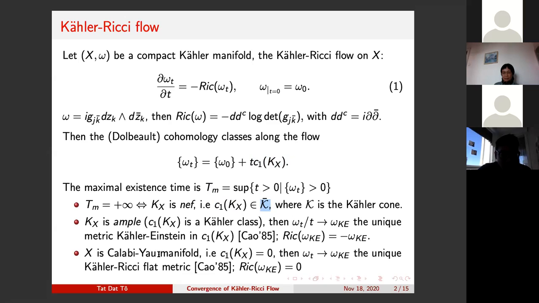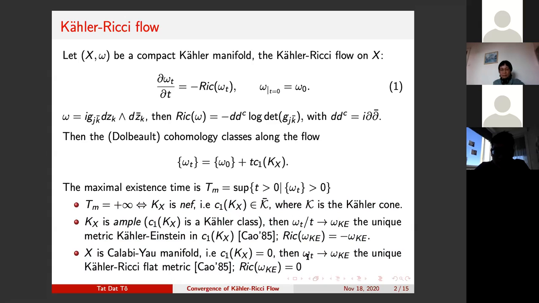Thanks for the question. So here is the case where Kx is ample. I mean c1(Kx) is inside the cone, so the cone is open. So in this case, when Kx is ample, that means c1(Kx) is inside the cone, as opposed to the boundary of the closed set K. So we have the convergence result by Cao. And then another case is when X is a Kähler-Calabi-Yau manifold. From this, we can see that, of course, the maximal time is infinity as well.